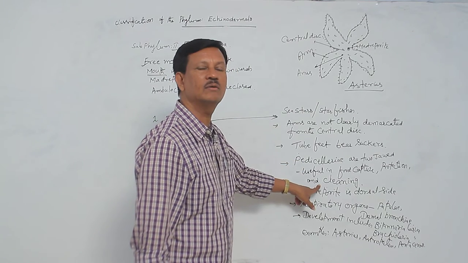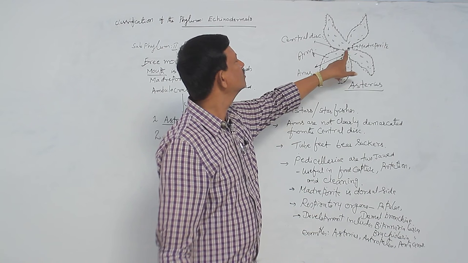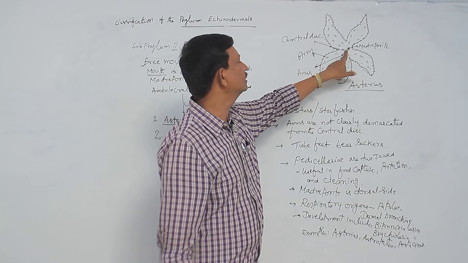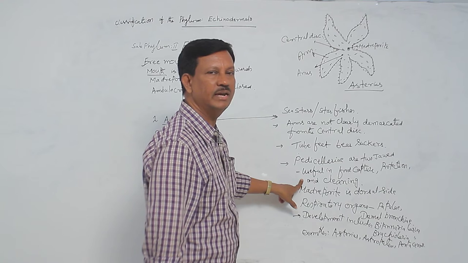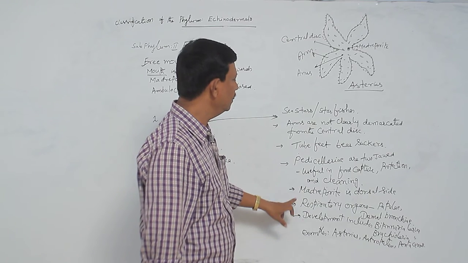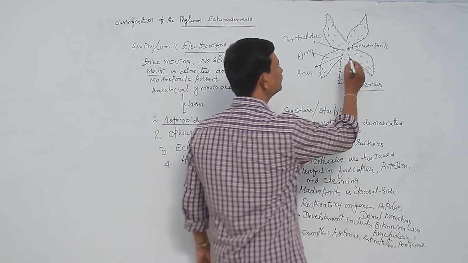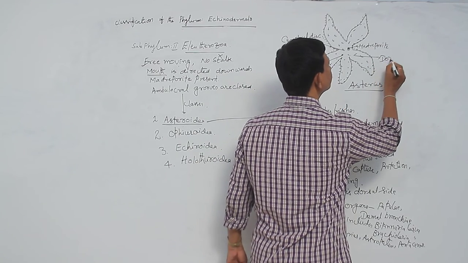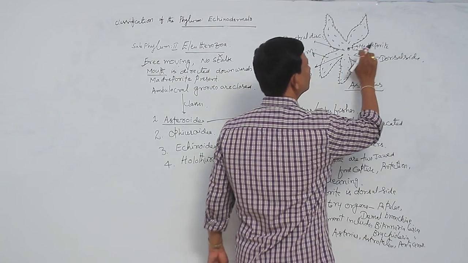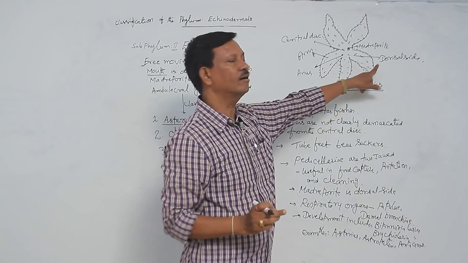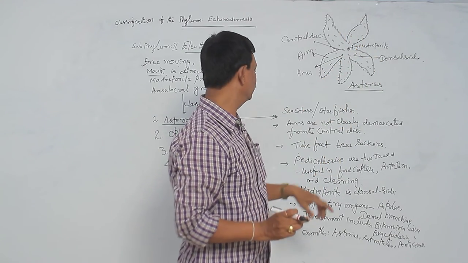And next, cleaning the body. If any foreign particles enter or are present on the body, it can remove them. That's why it is also useful for cleaning the body. These are the main functions of the pedicillaria. And madreporite is on the dorsal side. This is the dorsal side of the body. Madreporite is present on the dorsal side. The mouth is present opposite this side, that is known as the ventral side.